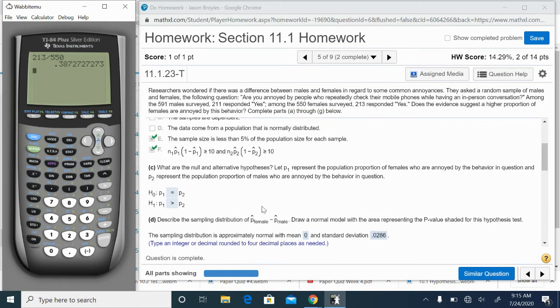Okay, the null and alternative hypothesis. The null hypothesis always has equality. We've been talking about that. So this is claiming that the two proportions are equal, that the annoyance level for males and females is the same. The alternative hypothesis, this one's a little tricky to know if it's greater than or less than.